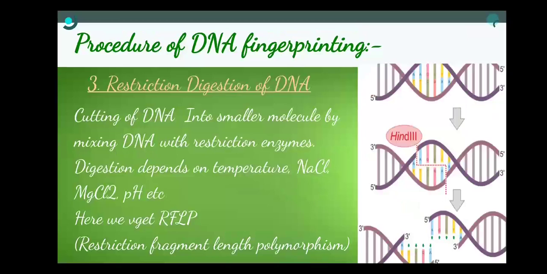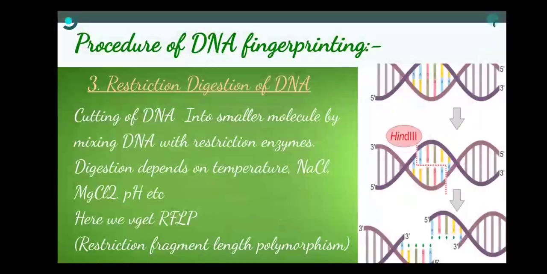RFLP means restriction fragment length polymorphism. As we can see, if there is digestion of sequences, they will be cut into different lengths. So that is why we call it RFLP, restriction fragment length polymorphism. Their lengths will vary, some segments can be smaller, some larger. So that is why we call it RFLP.